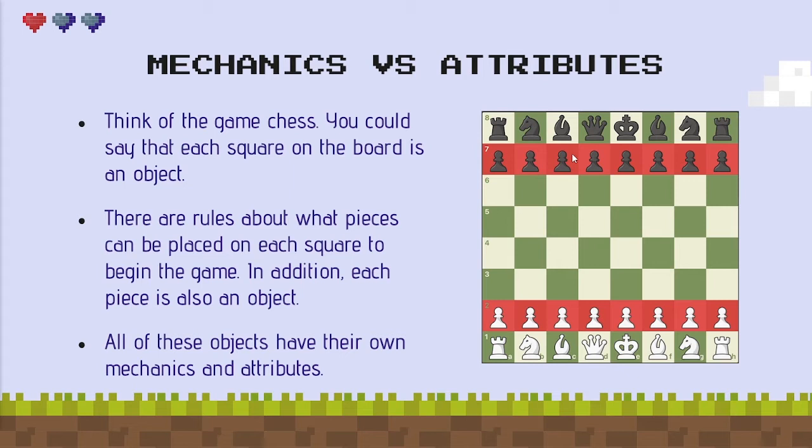Lagi silang nandun sa harapan. Again, no, if we'll be following yung mga really simple concept of chess, hindi natin pwedeng ilagay sa likod yung mga pawns natin at the start of the game. So, that will be an example of a mechanic of a rule that is being used in chess. So, all of these objects have their own mechanics and attributes.